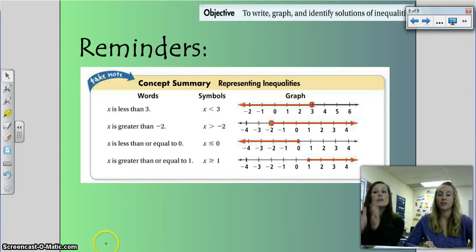Okay, concept summary. Again, here are good reminders. You're going to need to go back to this particular page tomorrow when we're doing our practice, or that key. That'll be real helpful.